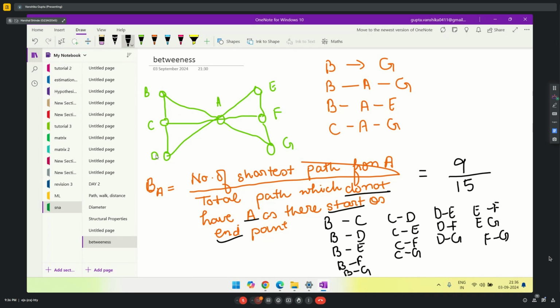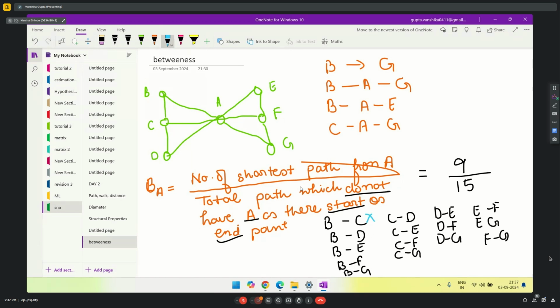And Vanshika, what about the number of shortest paths from A? How is it 9? So now total paths you have got these. Now in how many paths are you finding A in between? When you're traveling from B to C, is A coming in between? No. So this is directly cancelled.